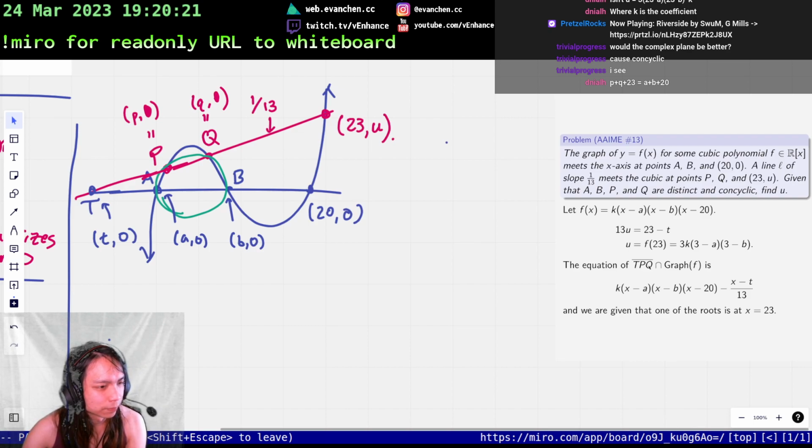I wonder if I should be looking at the... And then p times q times 23. It's easier if I use the other coefficient. It's like 20ab k minus t over 13 over k. So it's like 28b minus t over 13k, I guess.